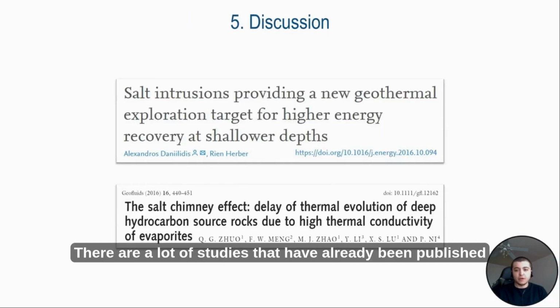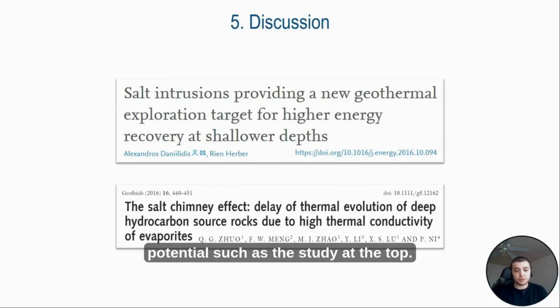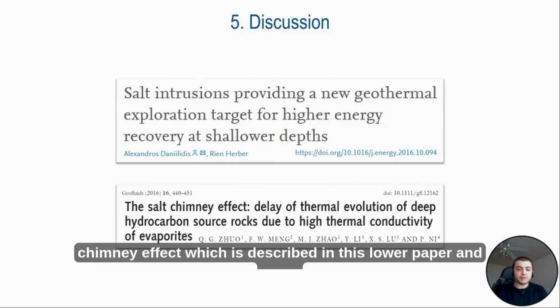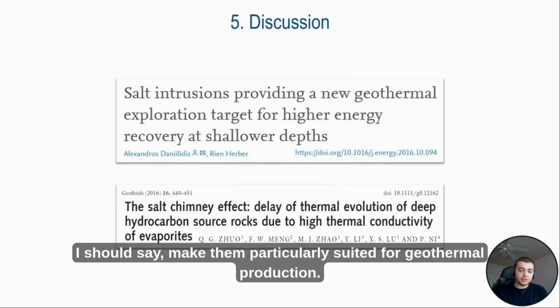Here we go. There are a lot of studies that have already been published describing how evaporitic bodies and their very high thermal conductivities are good indicators for geothermal production potential, such as the study at the top. And I mentioned before the heat chimney effect, which is described in this lower paper and many others. Some authors have suggested that salt's uniquely intense heat chimney makes them particularly suited for geothermal production.